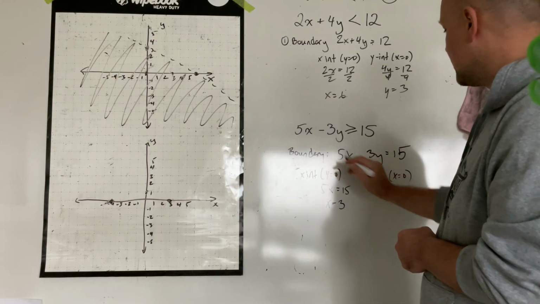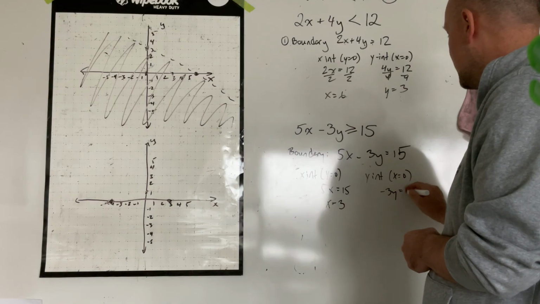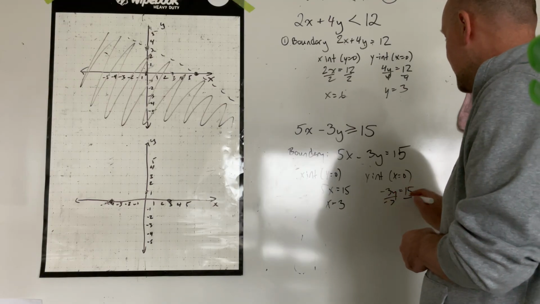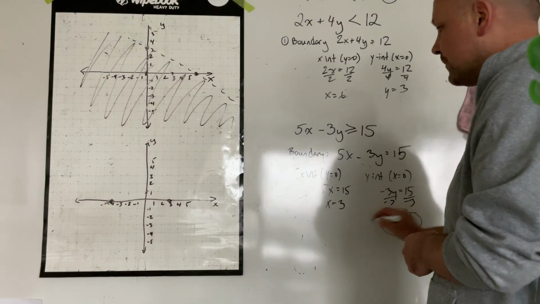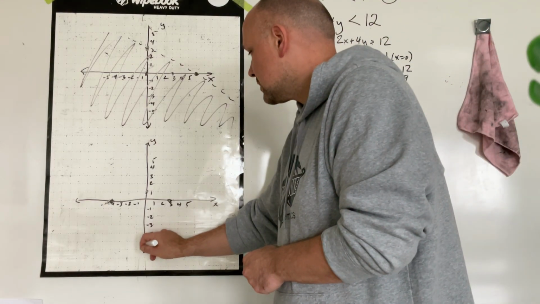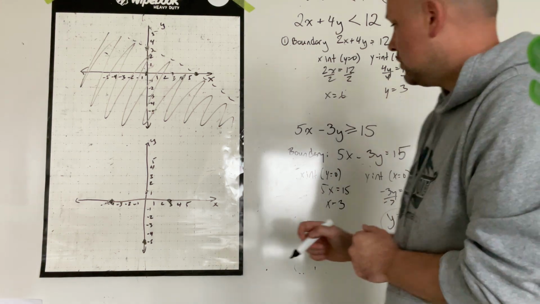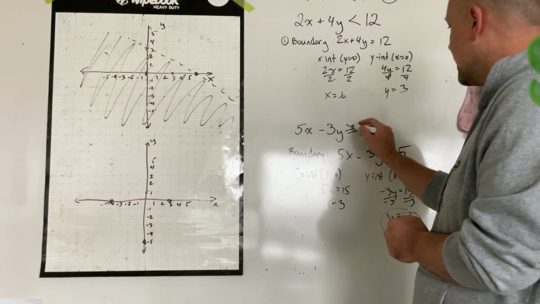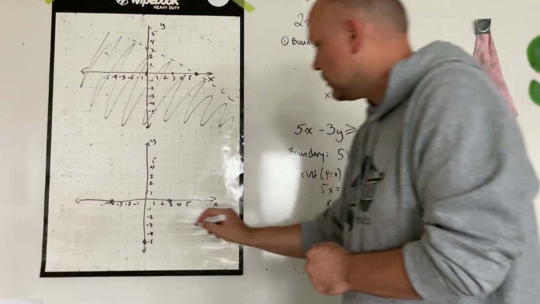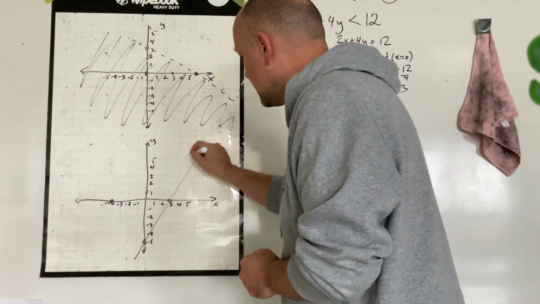Okay, y-intercept means x is 0. So if x is 0, I have negative 3y is 15. Divide both by negative 3, and we get y is negative 5. There it is, negative 5. Since it's greater than or equal to, because it's equal to, I'm going to do a solid line.